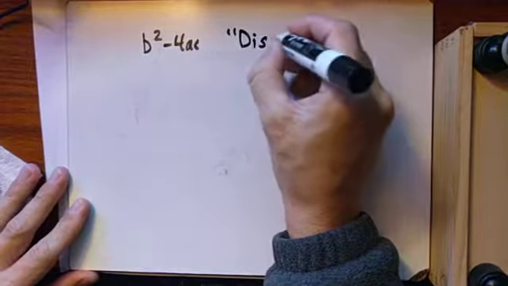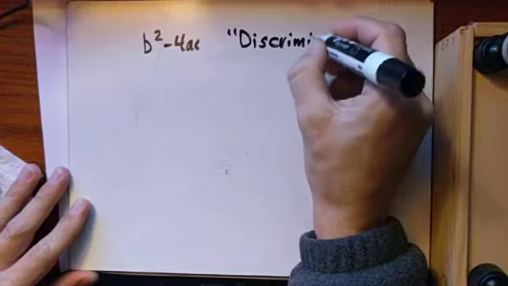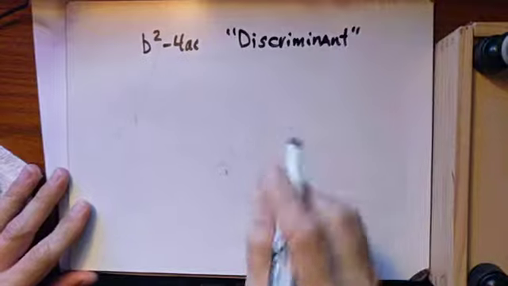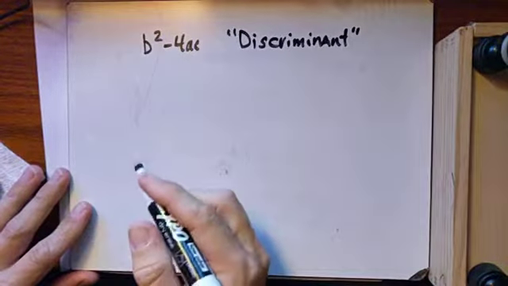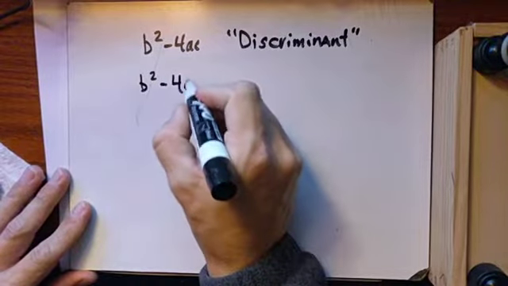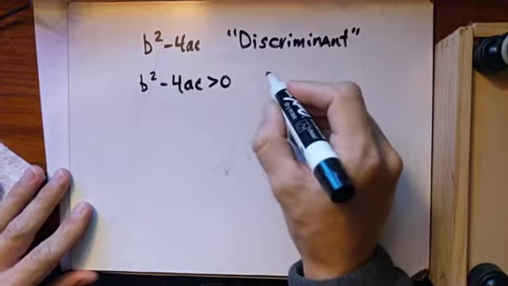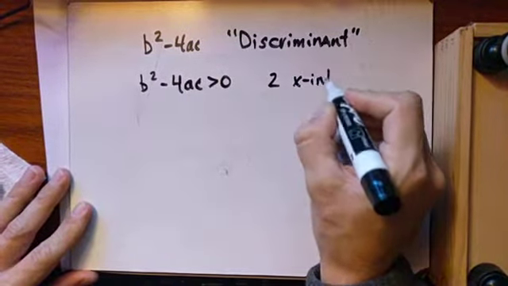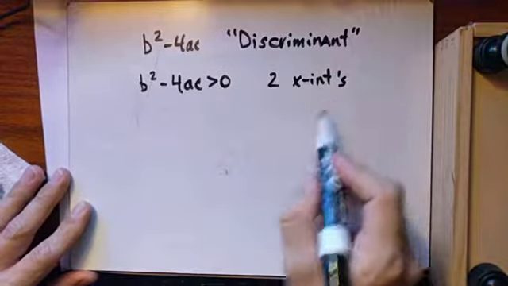It's spelled D-I-S-C-R-I-M-I-N-A-N-T. The discriminant tells you how many zeros there are. So how many times it touches the x-axis, right? So if it's positive, you get 2 x-intercepts. It crosses the x-axis twice.